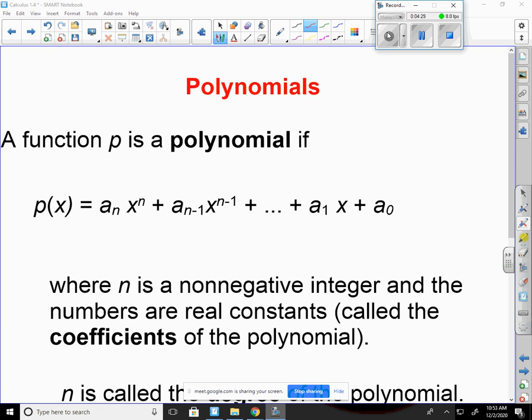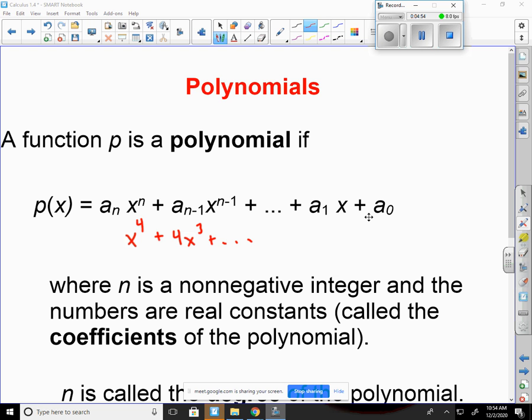Next up is polynomials. So a function p is a polynomial if we have a function p of x where it's just different exponents. So this could be anything really. It could be x to the 4th plus 4x to the 3rd plus, going all the way down to where we just have a number.